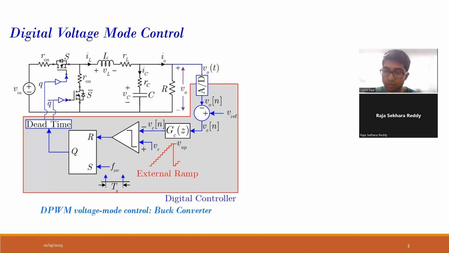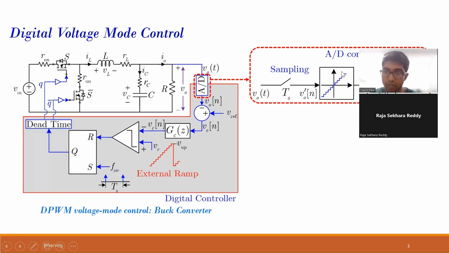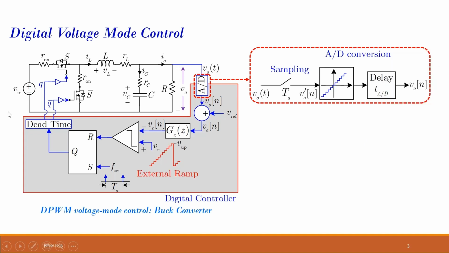So this is digital voltage mode control, and this is a buck converter. This is my buck converter stage. This entire thing is the buck converter. That is the hardware part. The output voltage of it is sampled by an ADC, analog to digital converter, and that has a delay. There's a delay in the ADC, and that is compared with my reference, which generates my error, which passes through my controller and generates my control signal.